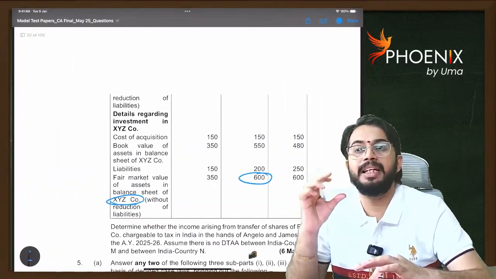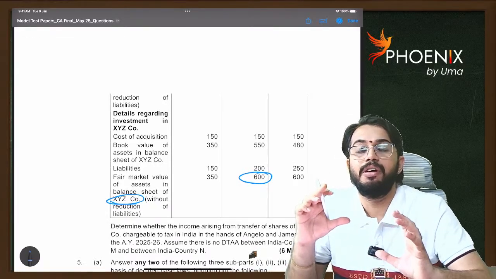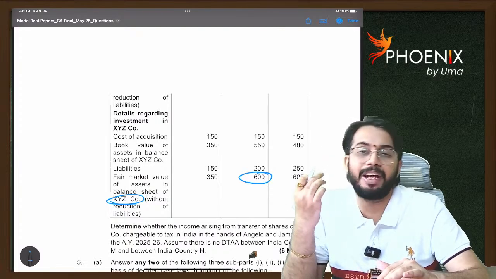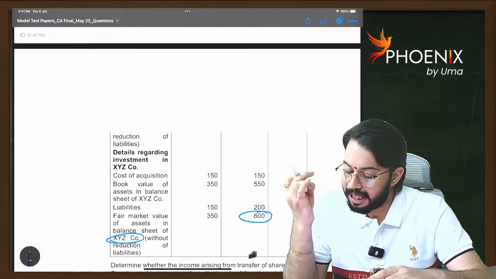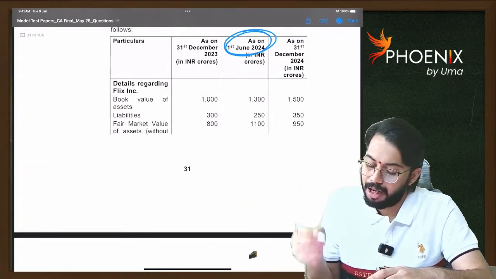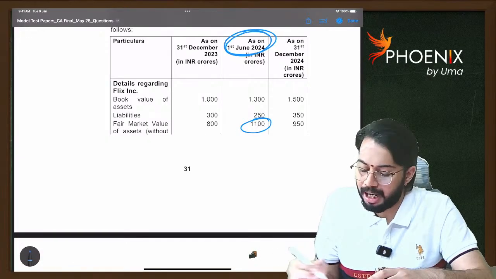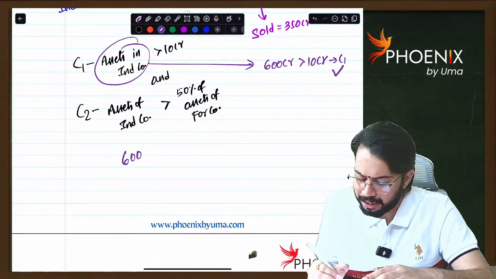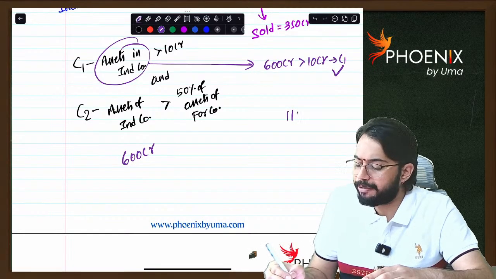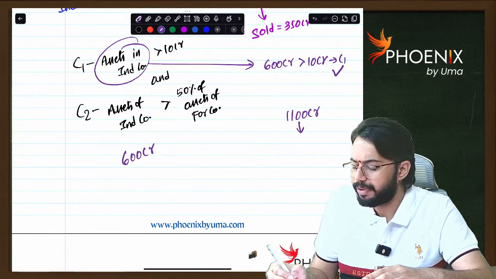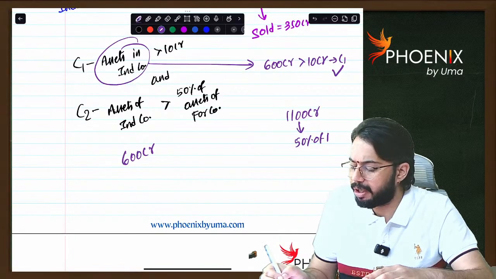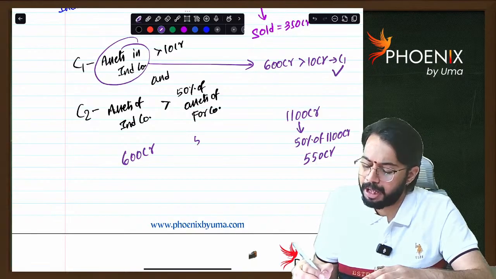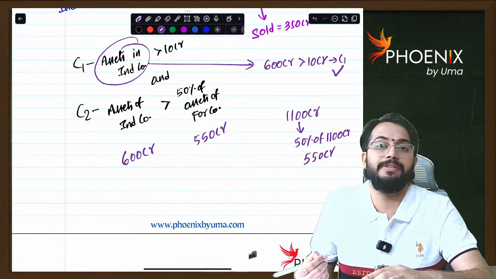Condition 2, whatever the assets in India are there, they should be more than 50% of assets in foreign company. Assets in India are 600 crores. Assets in foreign company are 1100 crores, fair market value. 50% of 1100 crores means 550 crores, correct? So 50% of assets of foreign company is 550 crores.